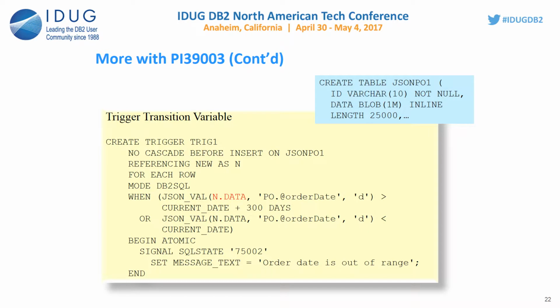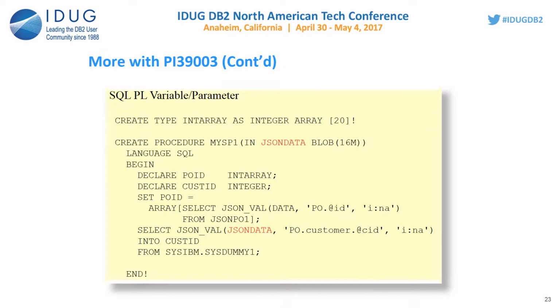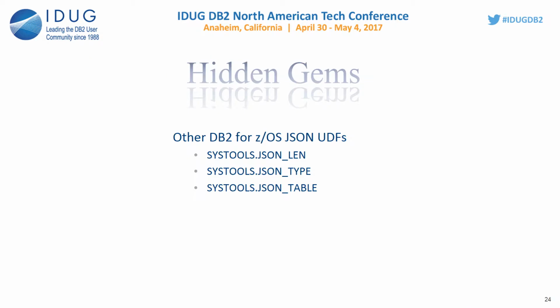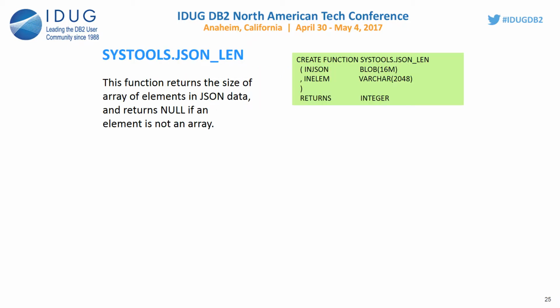Okay, so in addition to the function I just mentioned, I'm going to tell you some other UDFs that are also very useful. Okay? So am I doing okay? Are you guys still with me? Okay, good. So the first one is JSON_LENGTH. It tells you the number of array elements.